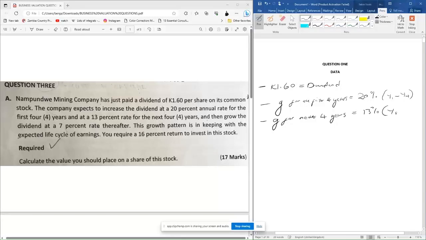So that's from year 5 all the way to year 8. That's what we have there. So if this is the situation at hand, then we know that we have 3 phases, right? So we've found the G4, we've identified the G for 2 years. We need the third G now, the third growth rate of our dividends.